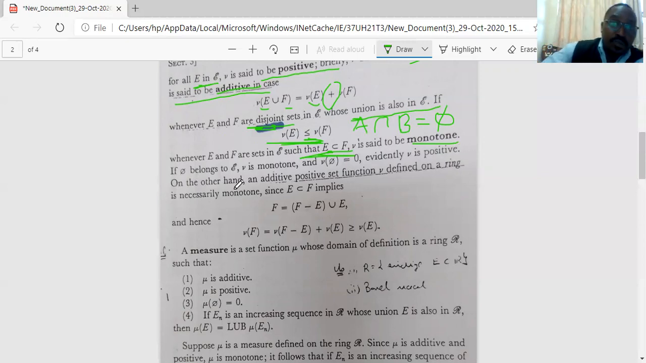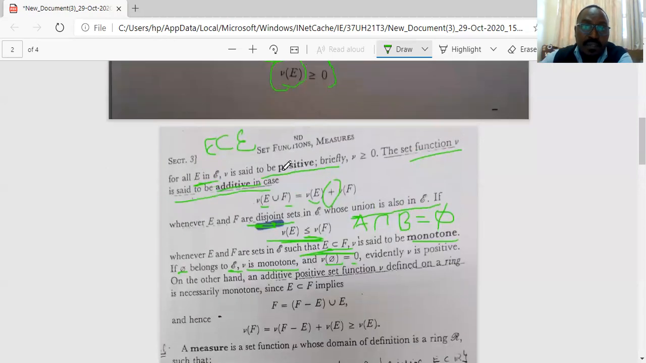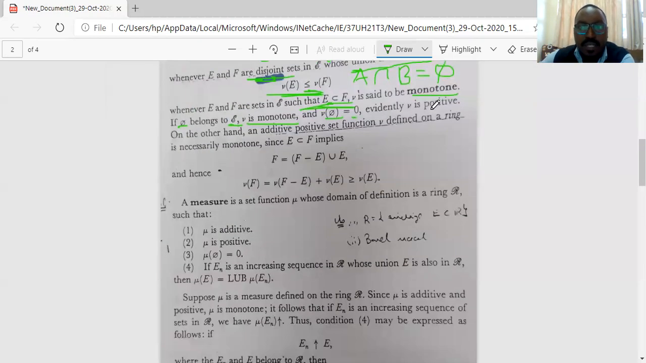If the empty set belongs to E, V of the empty set is 0, and in that case V is positive. The definition of positivity has been given. On the other hand, an additive positive set function V defined on a ring is necessarily monotone.